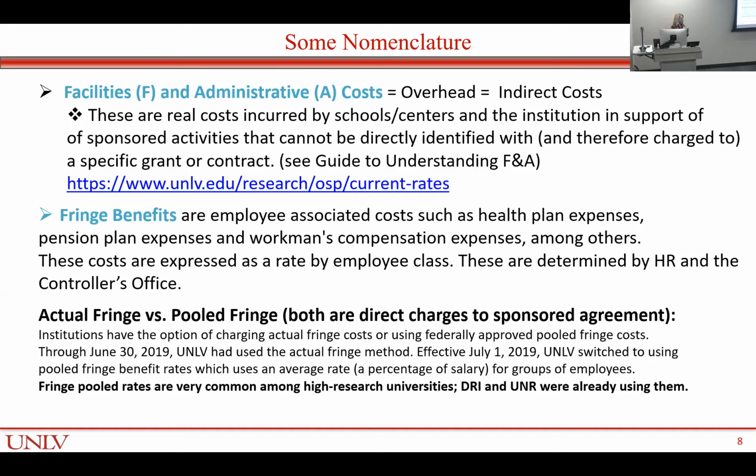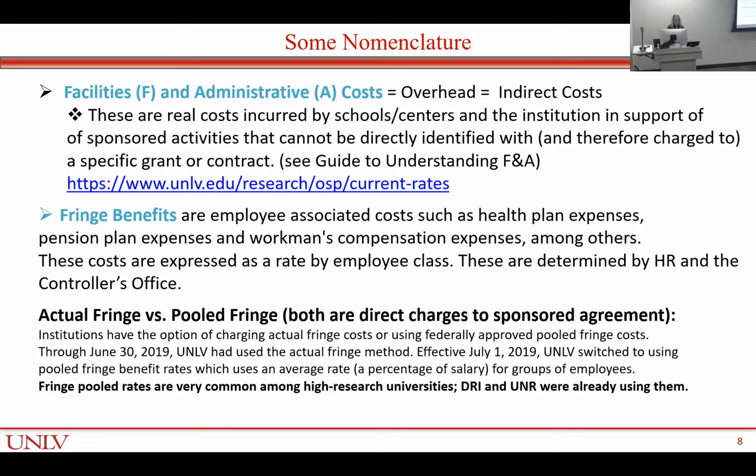And we have moved from direct costs to pooled rates. So if you're academic faculty, there's a pooled rate. If you're an hourly student, there's a pooled rate. If you're a GA, graduate assistant, there's a pooled rate. So we use pooled rates when we're submitting proposals. So those are two terms that are important.